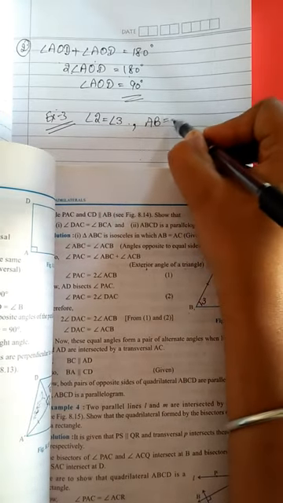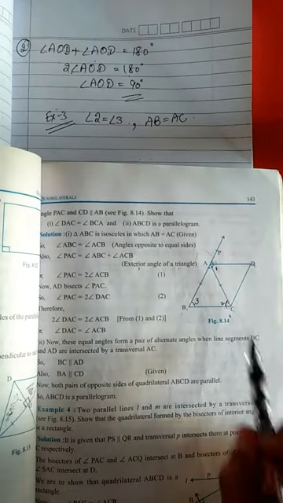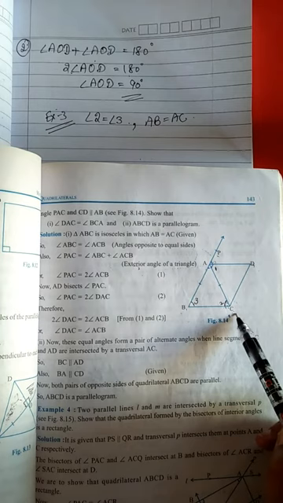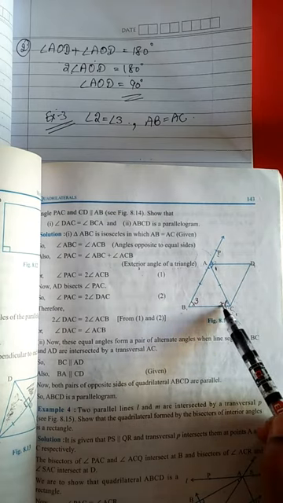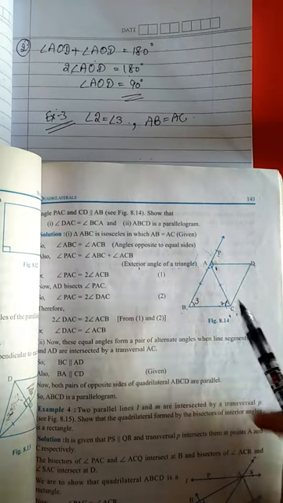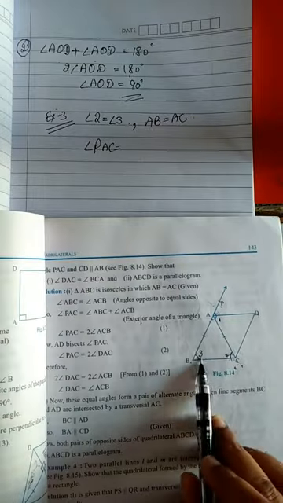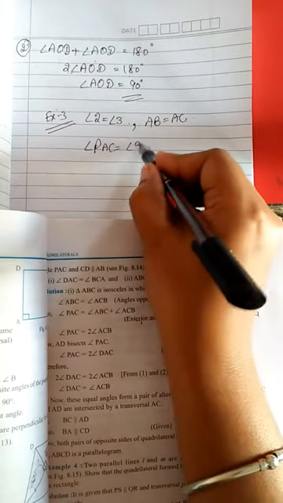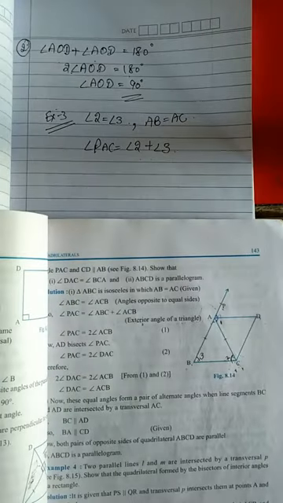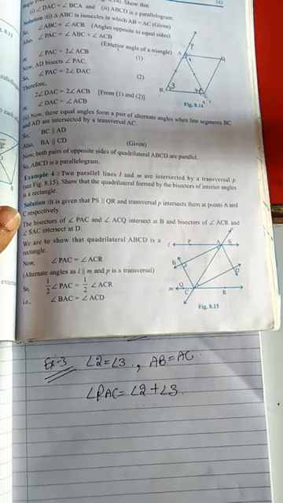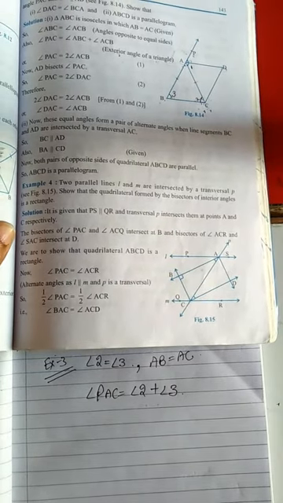AB is equal to AC. This is also given. So also we know that angle PAC is equal to the sum of opposite interior angles. So now what do we have? Angle PAC is equal to the sum of opposite interior angles, meaning angle 2 plus angle 3. Remember that if you are taking angles 1, 2, 3, you have to show in the figure which one is angle 1, which is 2 and which is 3. Clear?